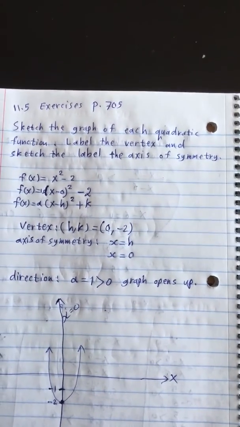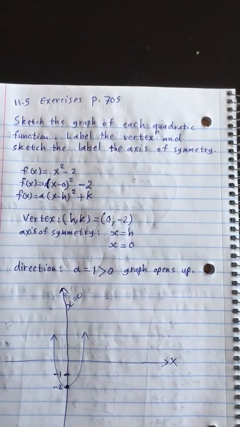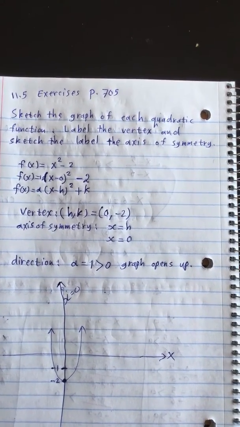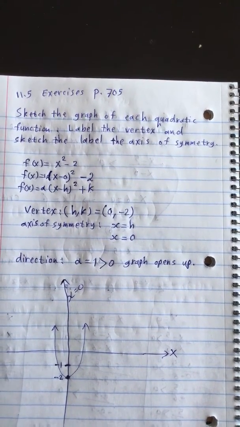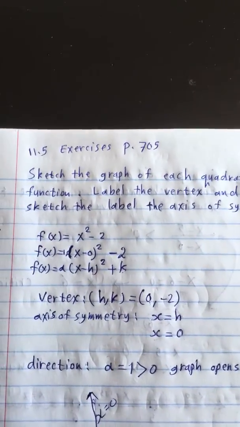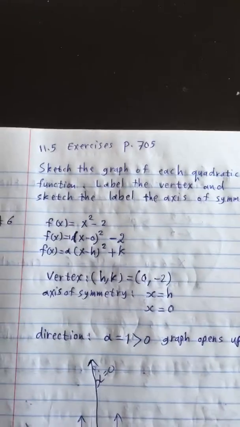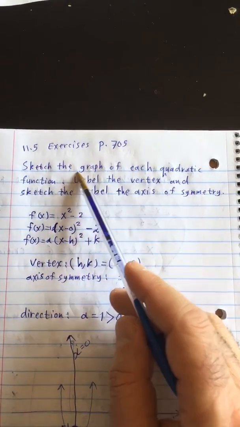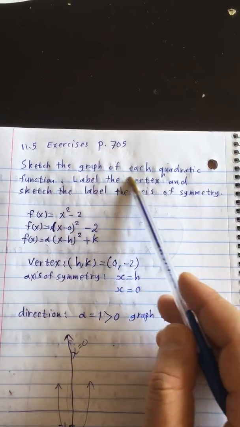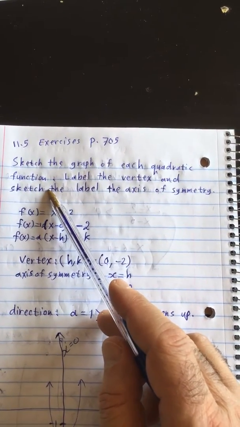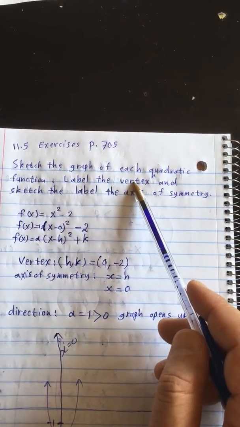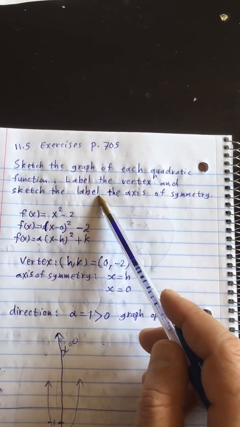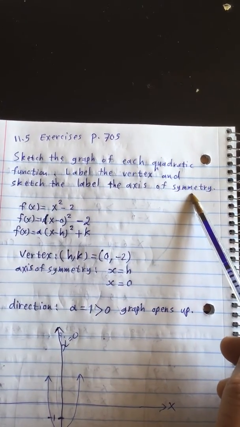Hello everyone. Today we will solve some exercises from sections 11.5 and 11.6. So 11.5, exercises on page 705. Sketch the graph of each quadratic function, label the vertex, and sketch and label the axis of symmetry.